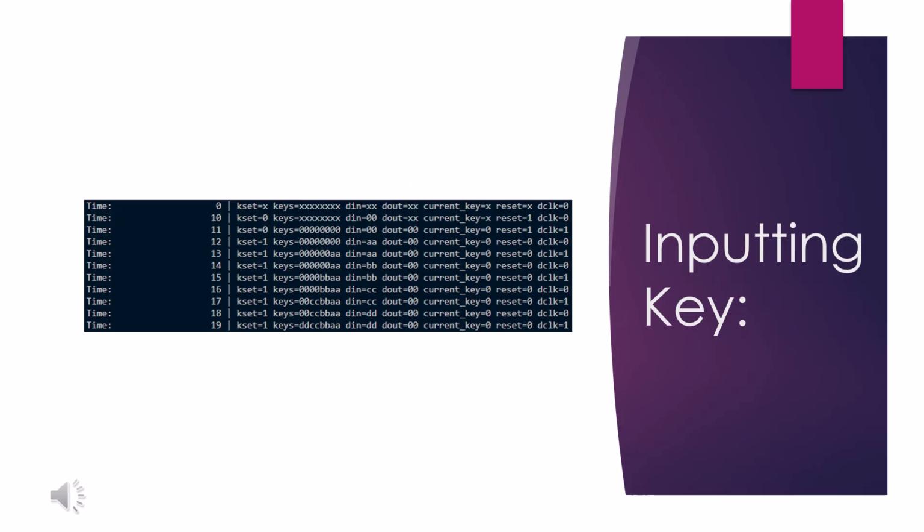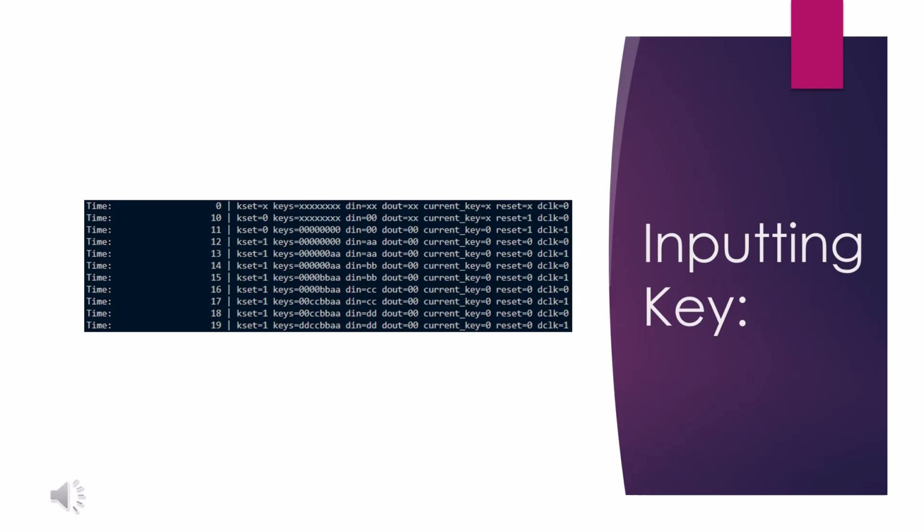Here we see the output of our Verilog test bench. This Verilog test bench is created in such a way that we see all the important data that we are looking for outside of our DES. First thing to note is we have a reset button, and whenever that reset button is set to high, all the values are going to be set to 0. So if you look at time 11, you'll notice that key set, keys, D in and D out, and the current key are set back to 0.